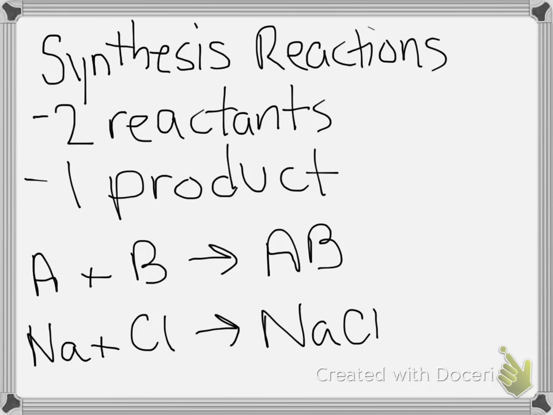The first is a synthesis reaction, where you take two reactants and those form one product. Our general formula would be A plus B forms AB, and an example would be sodium plus chlorine forms sodium chloride. On the left side of the screen is my reactants, and on the right side is my product, and it'll always be listed that way. You'll notice I've got two things on the reactant side, one thing on the product side. That's a synthesis reaction.